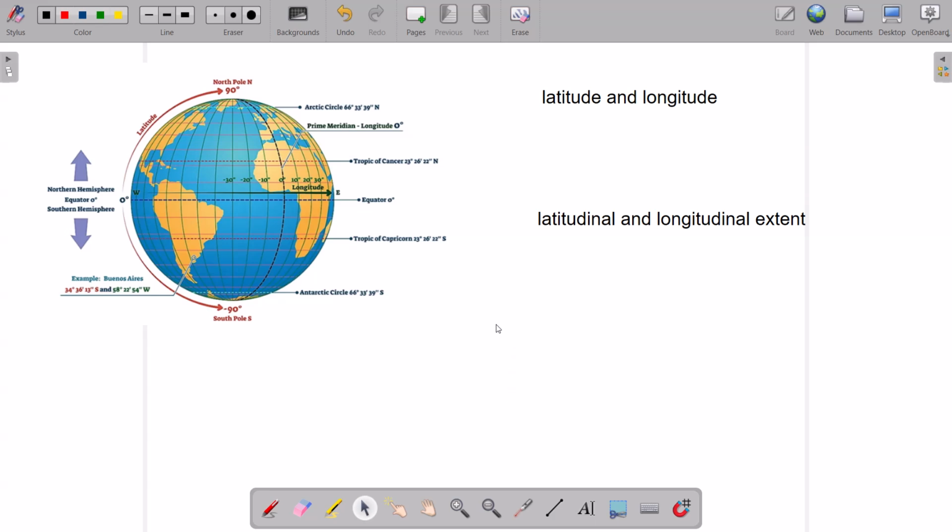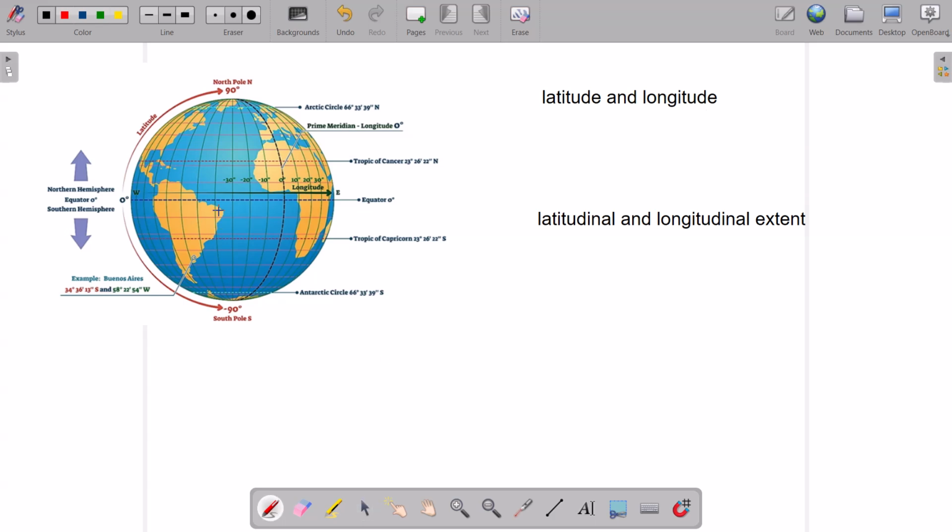Hello everyone! Today I want to show you how to calculate latitudinal and longitudinal extent, a common topic in geography class which also combines some knowledge of math. So please take a look at this globe, this picture of Earth. In order to track the location, scientists created lines on the map which are called latitude and longitude.